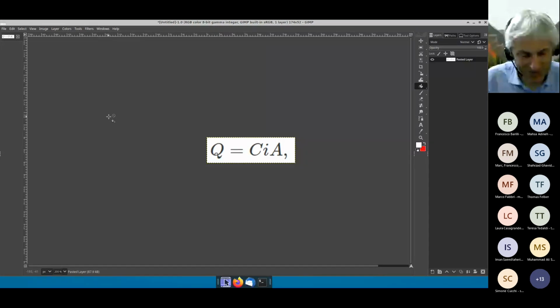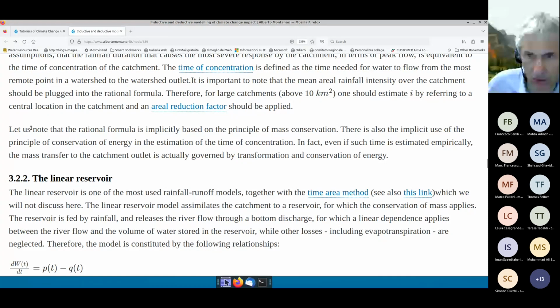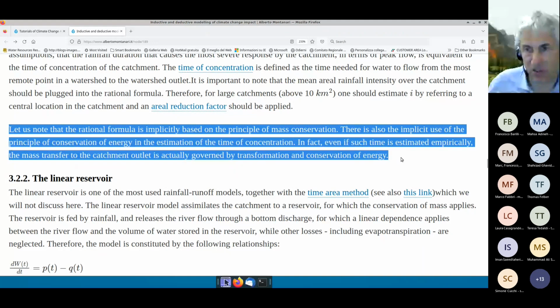Okay. Let's go back here. And this consideration, which I made in like 10 minutes, is summarized by these 3 lines. Okay, very good. Do you have any question?